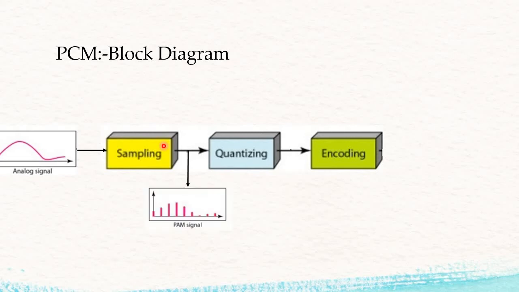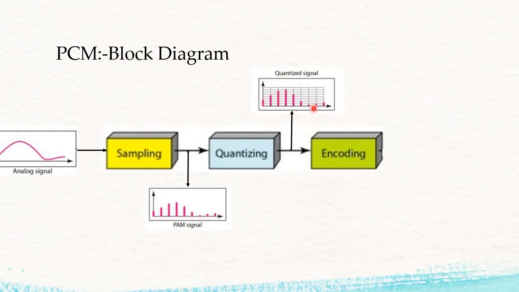After sampling, the continuous time signal is converted into a discrete time signal. This signal is then given to the quantization. The job of quantization is rounding off. So what will this quantizer do? It will round off the nearby samples to one level. So we are getting the output like this.